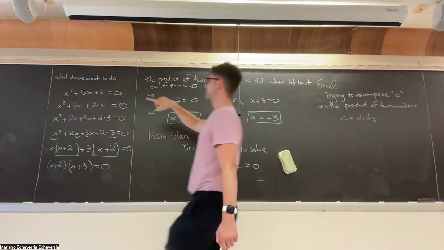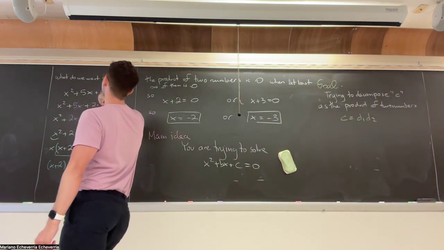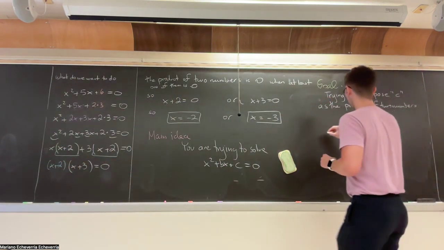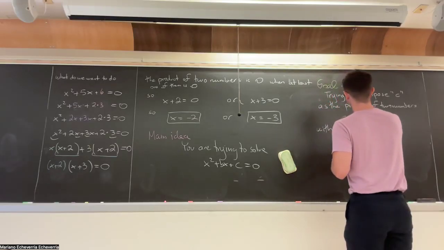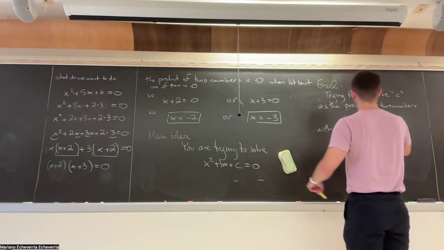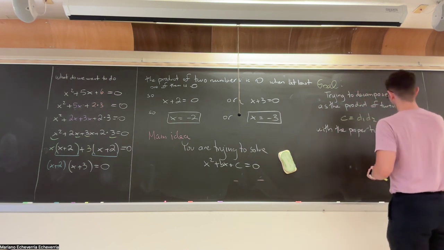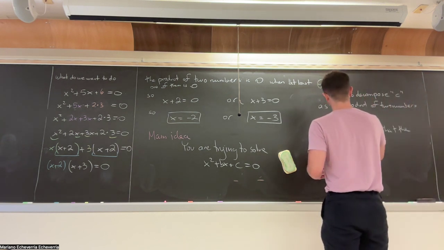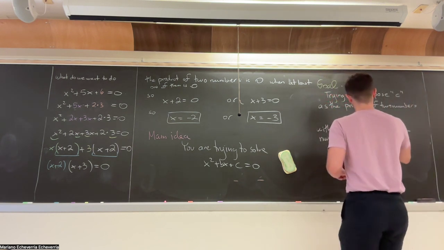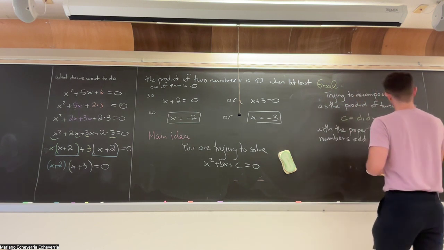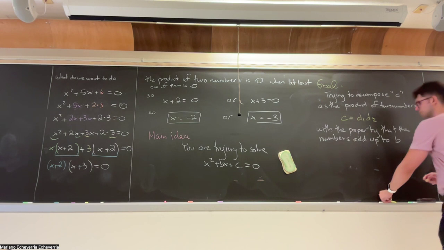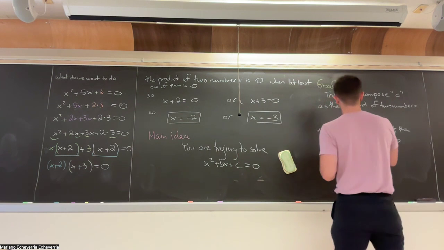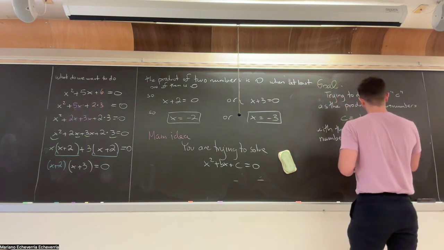So for example, in this example, C was 6, and I wanted to write it as 2 times 3. In this case, that ended up working. With the property that those two numbers add up to B. So what I want is B to be able to be written as the sum D1 plus D2.